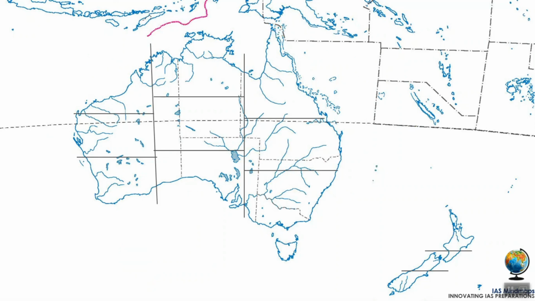Now let's move inside the continent and locate the important features. First, Great Sandy Desert. Second, Gibson Desert. Third, Great Victoria Desert. Fourth, Nullarbor Plains. Fifth, Tanami Desert. Sixth, Simpson Desert. Seventh, Lake Eyre. Eighth, Murray-Darling River Basin. And tenth, Great Dividing Ranges.